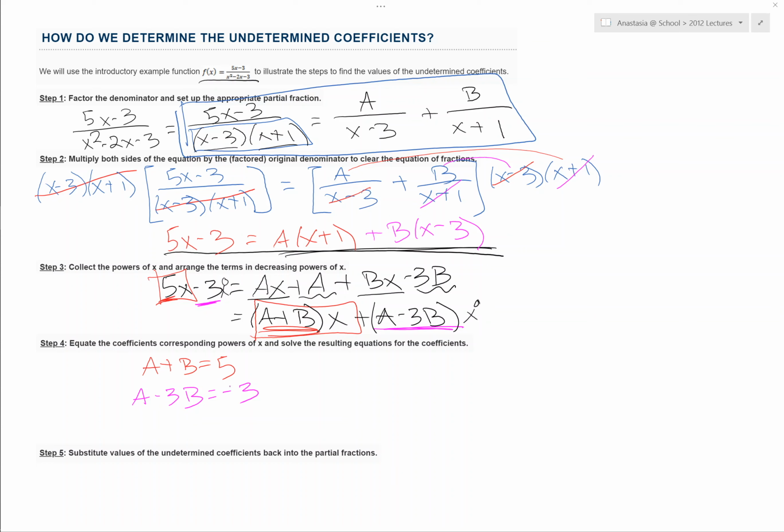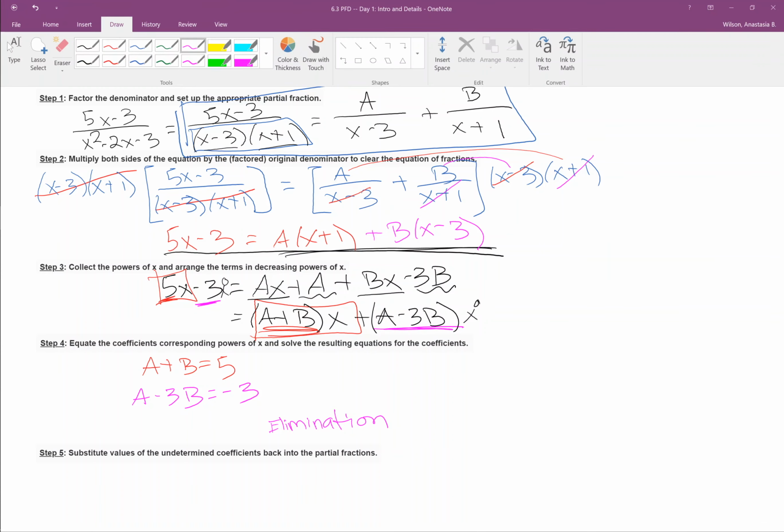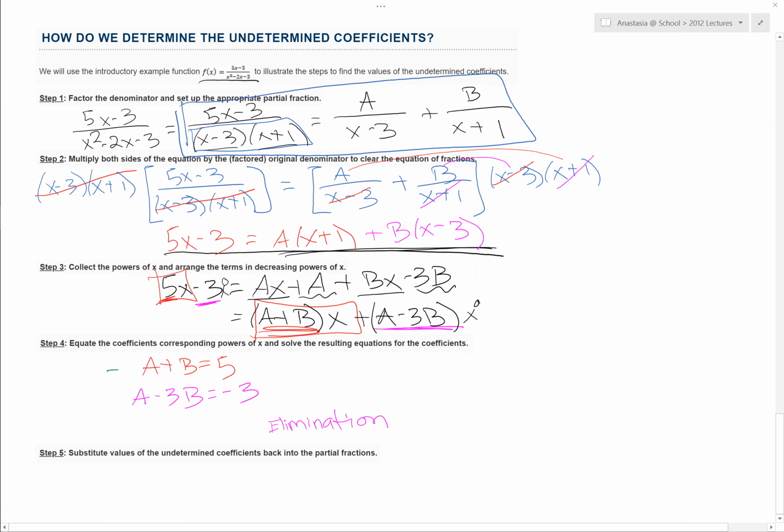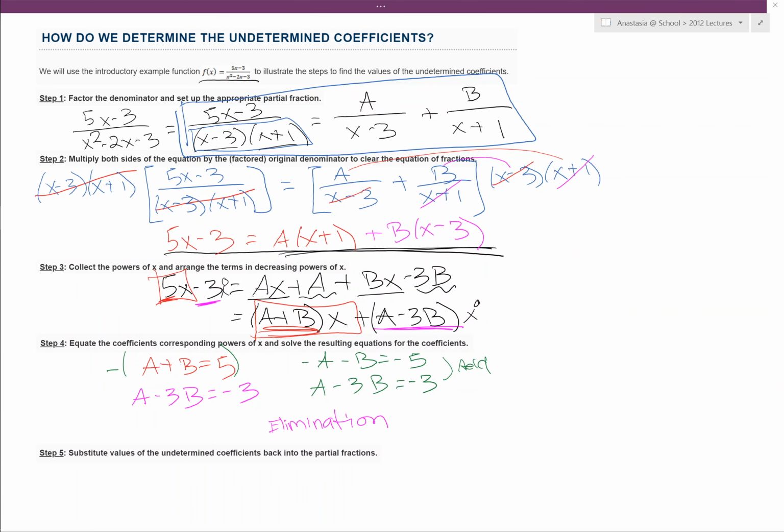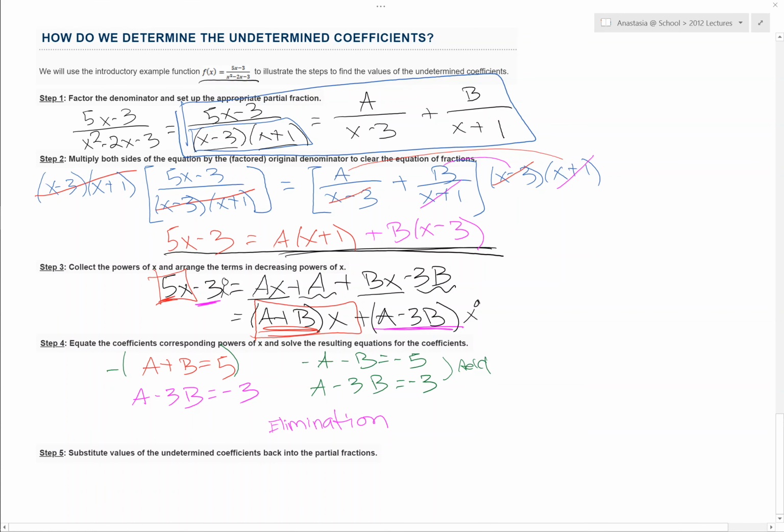You can do this with either substitution or elimination. I am going to use elimination. I am going to do this by first multiplying the first equation by a negative, so that we get negative a minus b equals negative 5. Leave the second equation the same. And now I will add the two.